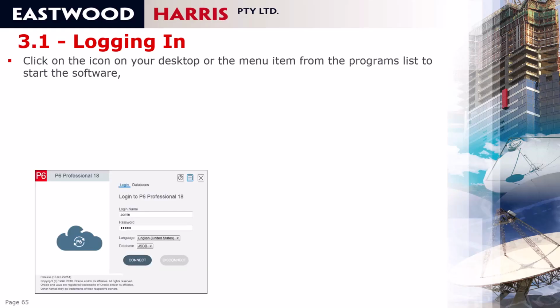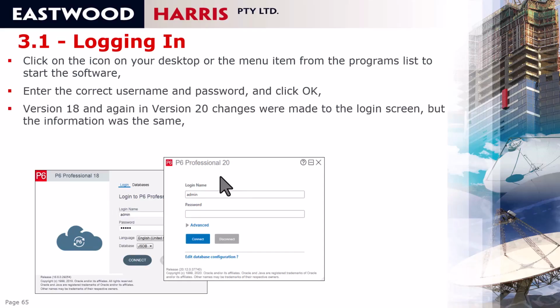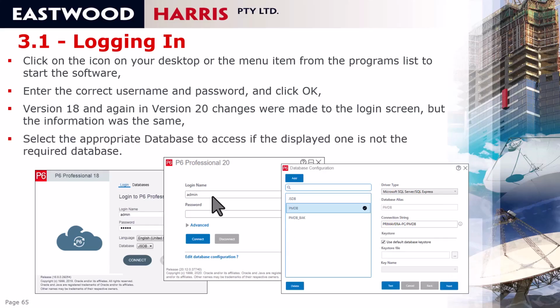So you click on an icon on your desktop or in the menu and it will bring up a login screen, and this has changed over time. This is a picture of version 18, and this is a picture of version 20. Similar information: you need to enter your login name and your password and connect to the database. If you want to log into a different database, then you go to Advanced and you have a list of databases that you can select. These can be a standalone, ePPM or PPM database, and this is where your administrator would set up connections to different databases. Once you've selected the database, you select Connect, and that will then open up P6 for you.